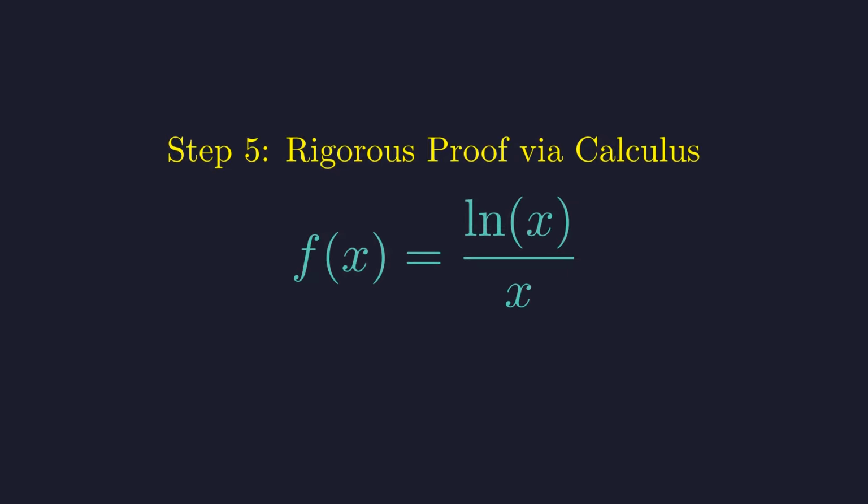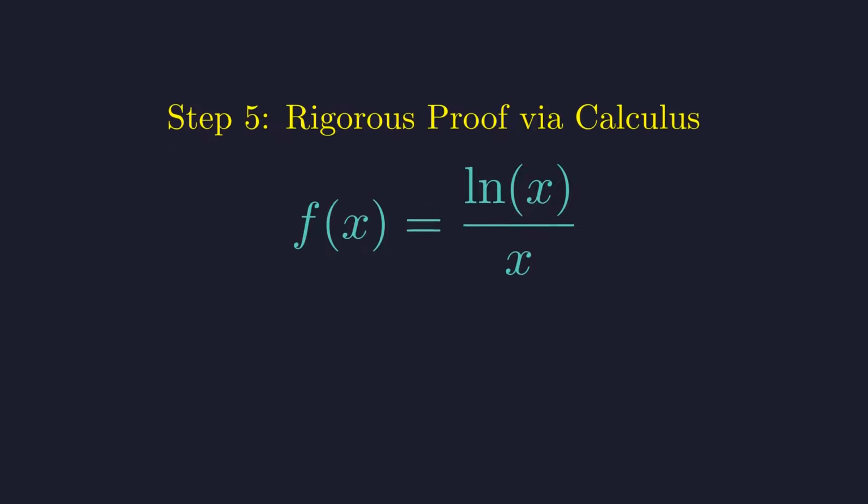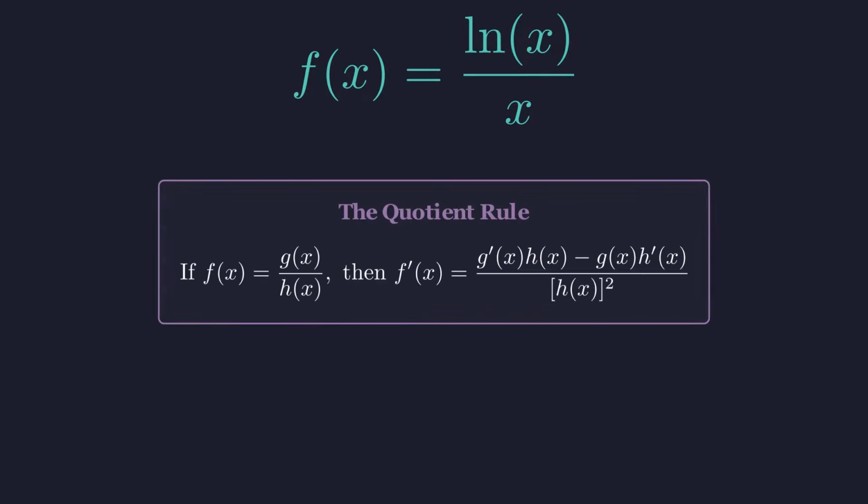Let's be rigorous about this. I want to find the maximum of the function f of x equals natural log of x over x. So here's our function. To find the maximum, I need to take the derivative and set it equal to 0. Since this is a quotient, I'll use the quotient rule. Quick reminder about the quotient rule. When you have a function that's one thing divided by another thing, the derivative follows this pattern. Derivative of the top times the bottom minus the top times the derivative of the bottom, all divided by the bottom squared. It's like the product rule, but with that crucial minus sign and the extra bottom squared in the denominator.